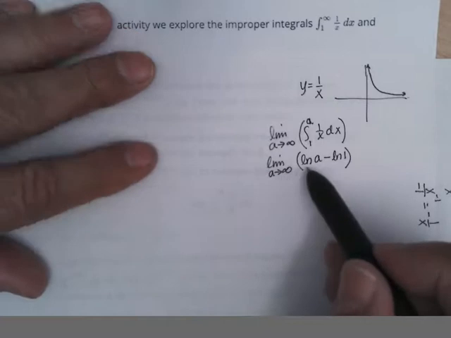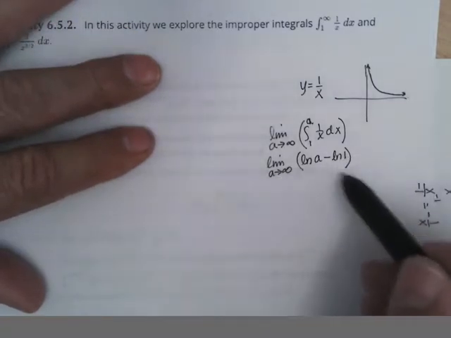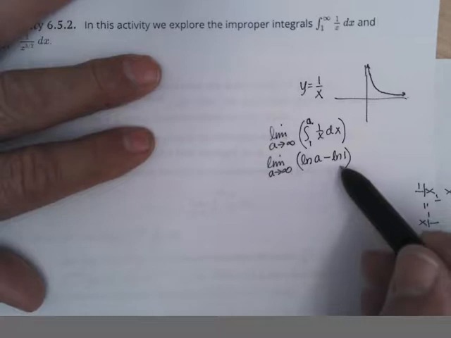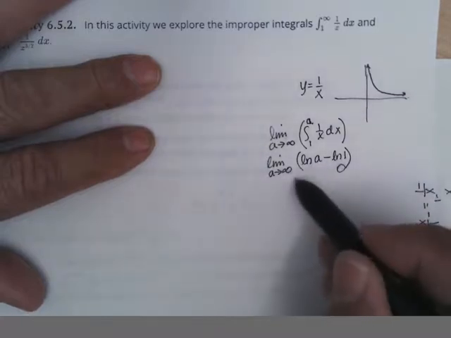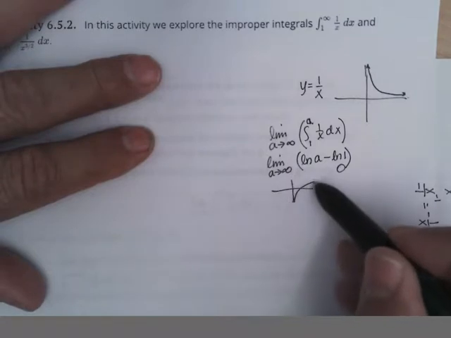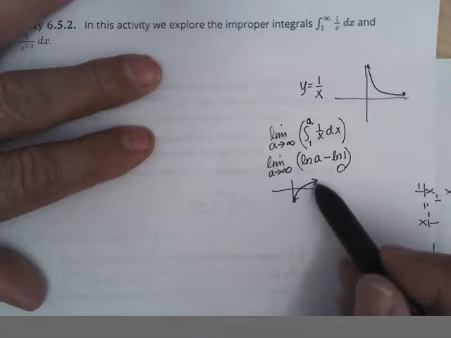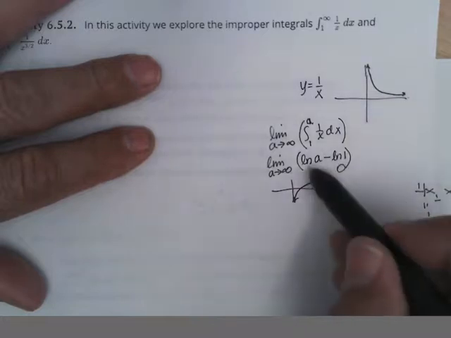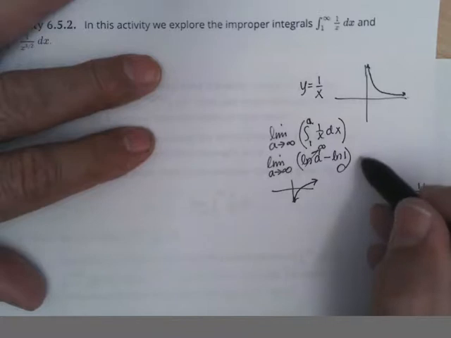And now we have to figure out what happens to this as a gets very large. ln of 1 is 0. But ln of a, as a goes off to infinity, we have to remember what the ln graph looks like, and it looks something like this. And so if a goes to infinity, this just keeps going up and up, and so this goes to infinity. So this is unbounded.